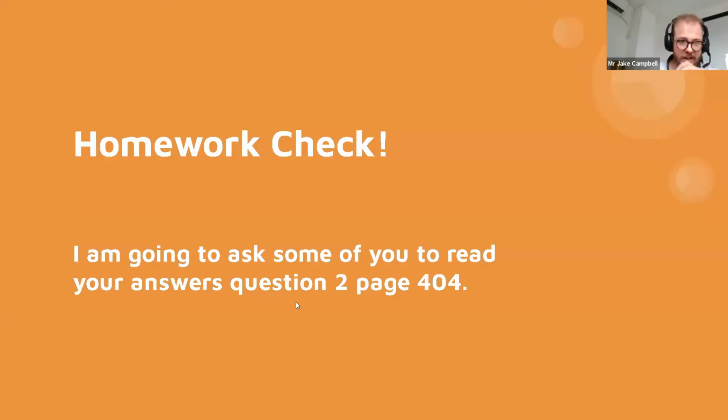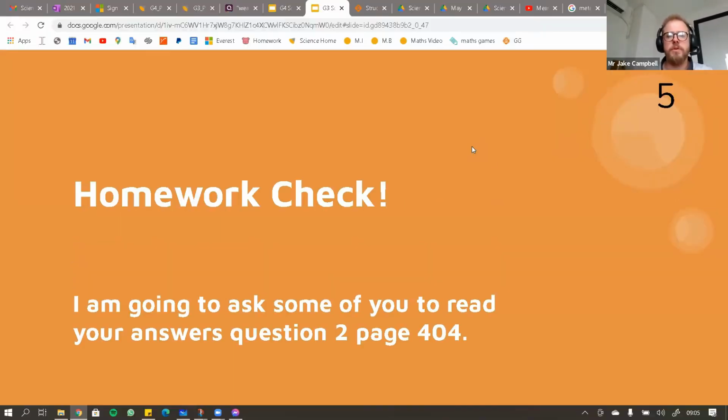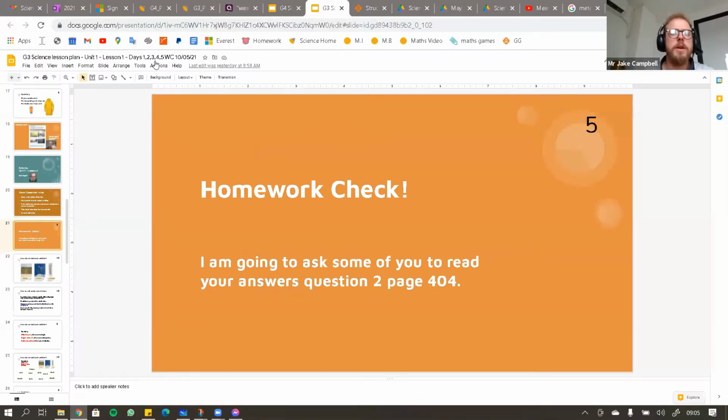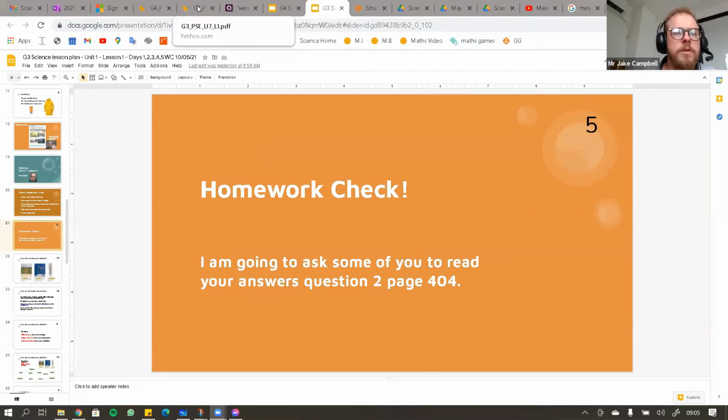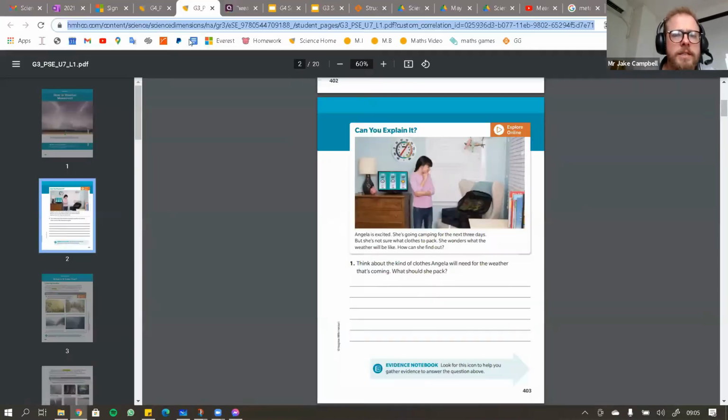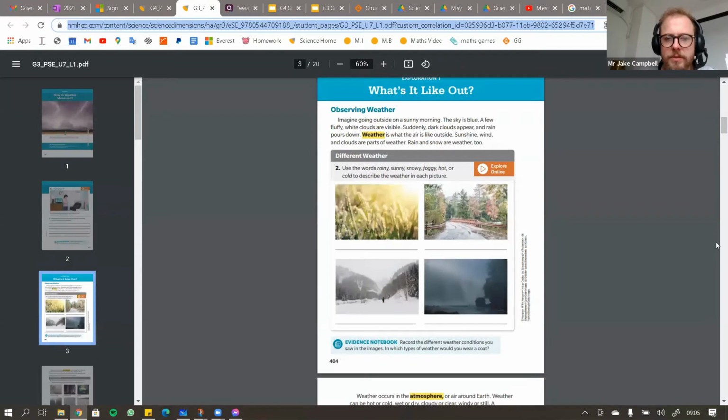Okay, homework check. Remember the homework was question 2 on page 404. So, I will mark this after class, but I want to see anyone's answers. Okay, so we were using the words rainy, sunny, snowy, foggy, hot, or cold to describe the weather in each picture. This is a very easy homework.